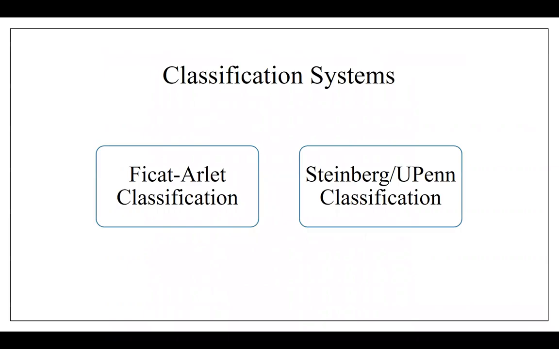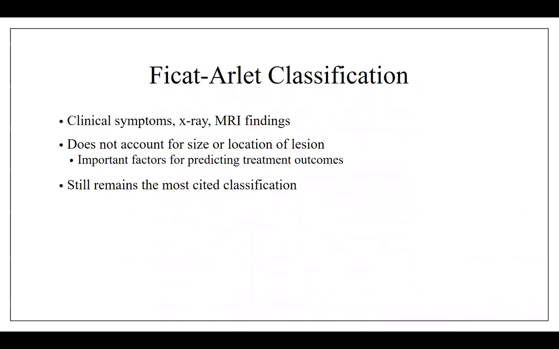These are the two major classification systems for AVN of the femoral head. We have the Ficat-Arlet classification and the Steinberg-Buchan classification systems. So the first classification system really looks at clinical symptoms, x-ray findings, and MRI findings. It does not account for the size or the location of the lesion, which are now considered to be two important factors for predicting treatment outcomes. However, this classification system remains to be the most cited classification for AVN of the femoral head.